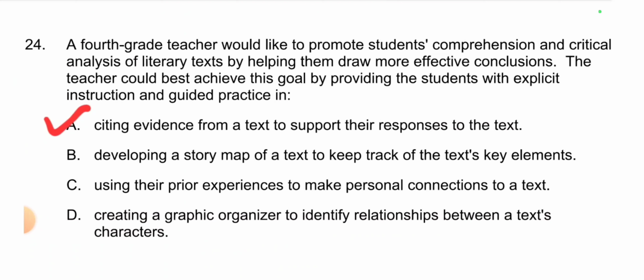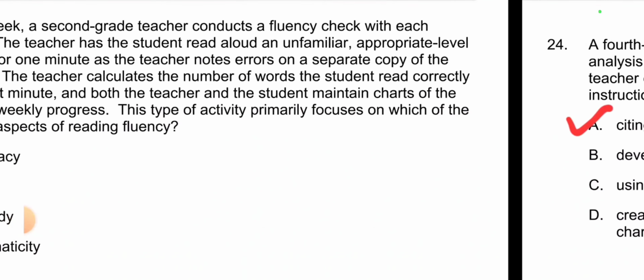Question number 24. A fourth grade teacher would like to promote students' comprehension and critical analysis of literary text by helping them draw more effective conclusions. The teacher could best achieve this goal by providing the students with explicit instruction and guided practice. Answer is citing evidence from a text to support their responses to the text.